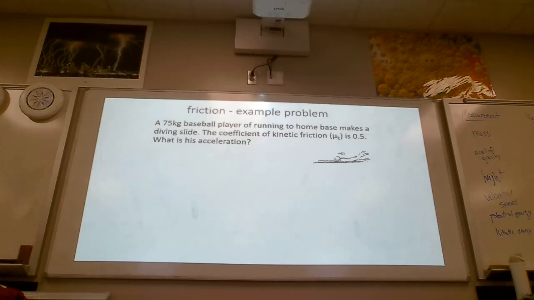A 75 kilogram baseball player running to home base makes a diving slide. Coefficient of kinetic friction is 0.5. What is his acceleration? Now, before you start asking yourself, I wonder what equation I should use, or before you start grabbing your calculator, what do you think I'm going to tell you to do? Set it up. I'll give you a minute head start.